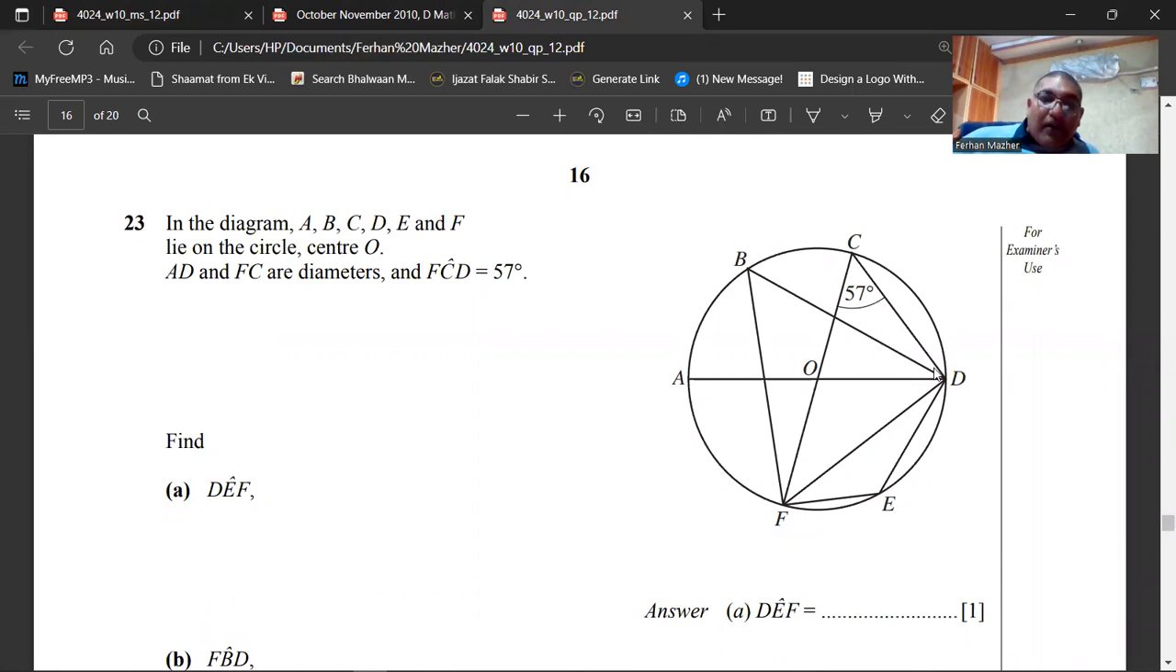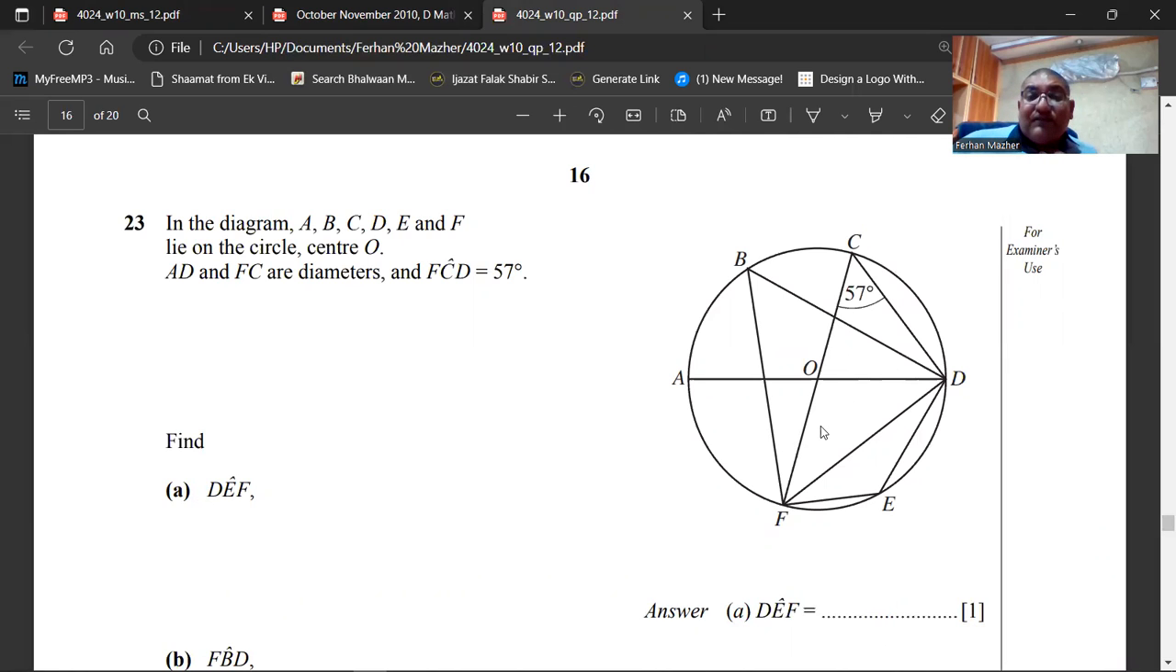CFD. Okay, so my strategy is very simple. Can you see this chord? The question is CFD. Can you see OD and OF? The angle FOD will be double the 57. Angle at the center is 2 times angle at the circumference. So this angle here will be 2 multiplied by 57, and that will be 114.